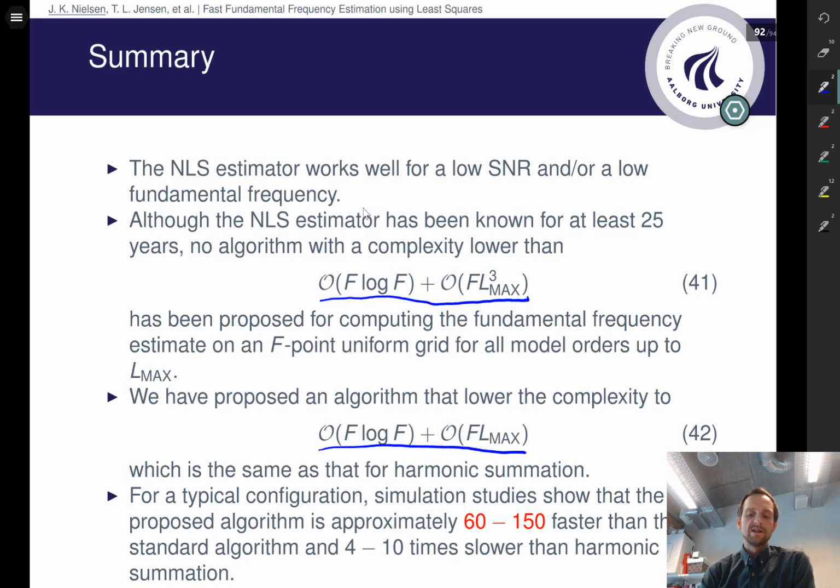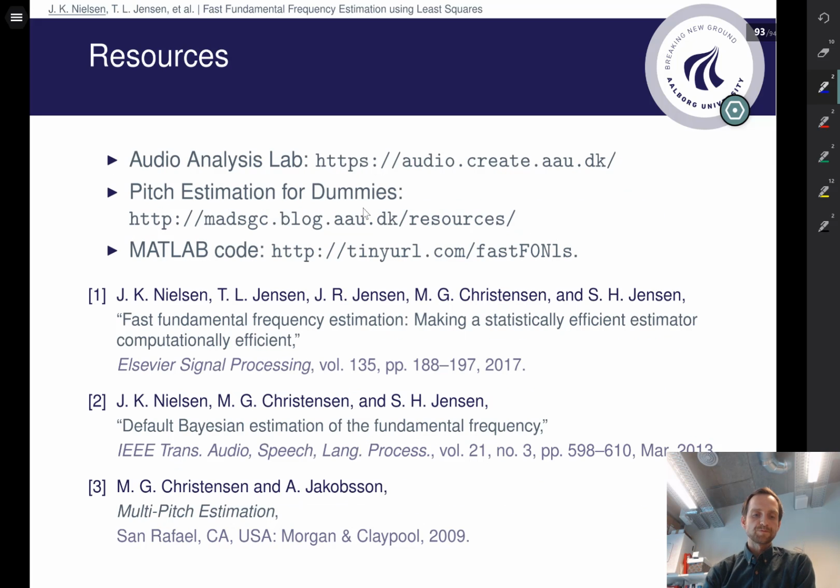So I would say that in a lot of cases it makes sense to use the NLS method now instead of the harmonic summation method. Unless you don't need a very high time frequency resolution, I think you should really consider NLS instead of harmonic summation.